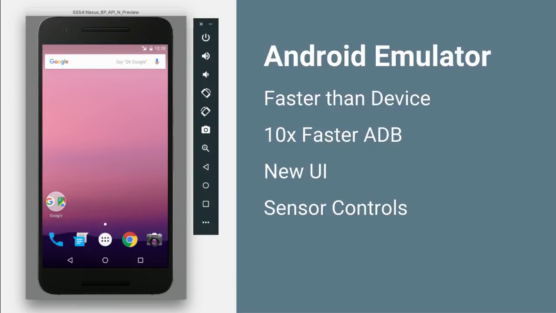And of course, as Tor is showing you, we have the new UI. You can do things like rotating, take screenshots, but also there's an extended UI as well, which allows you to control sensors like taking a location, doing SMS, or making phone calls, all tools allowing you to test your application.